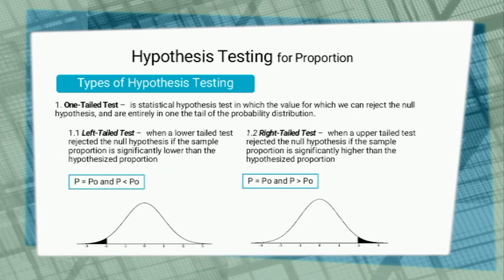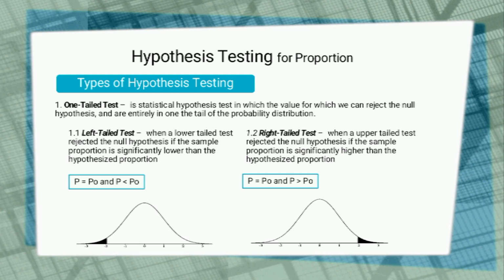So, meron tayong two types of hypothesis testing. First, we have one-tailed test. This is a statistical hypothesis test in which the values for which we can reject the null hypothesis lie entirely in one tail of the probability distribution. So, meron tayong dalawang klase ng one-tailed test. First is the left-tailed test. Left-tailed test if the sample proportion is significantly lower than the hypothesized population.